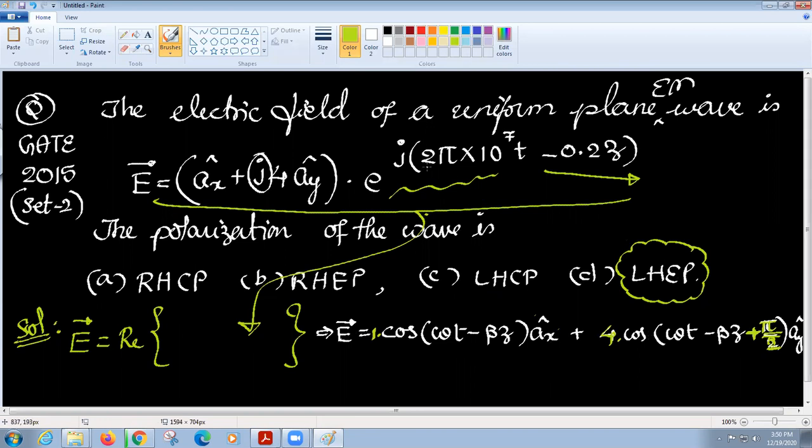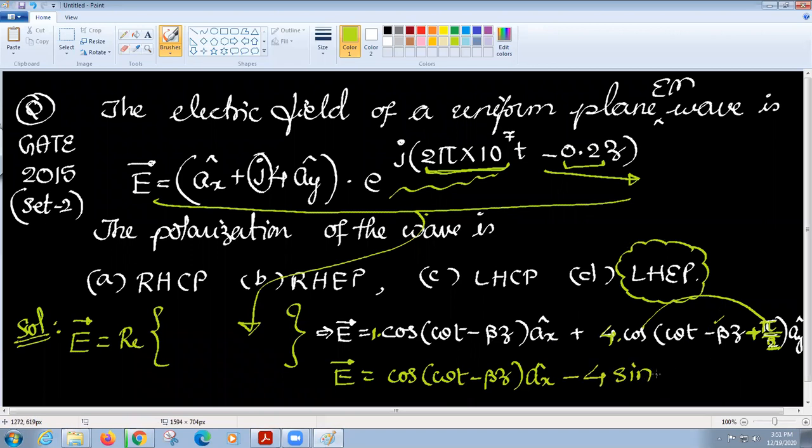Now you can plug in omega equal to 2 pi 10 power 7, and beta equal to 0.2. So this is what you have. And further, E is equal to cos(omega t minus beta z). For the GATE examination, please don't do all these things. Take your general form, compare and get the answer. That's it. So what is cos of 90 plus something? That is a negative sine. Therefore I get minus 4 sin(omega t minus beta z) along ay.